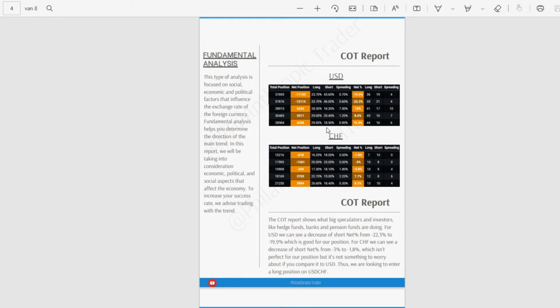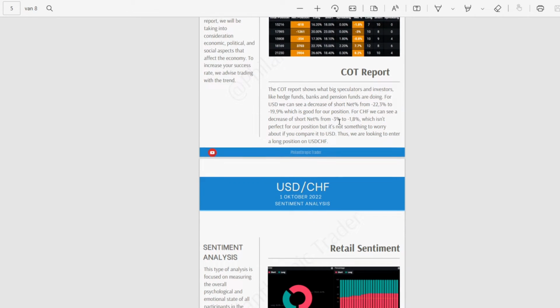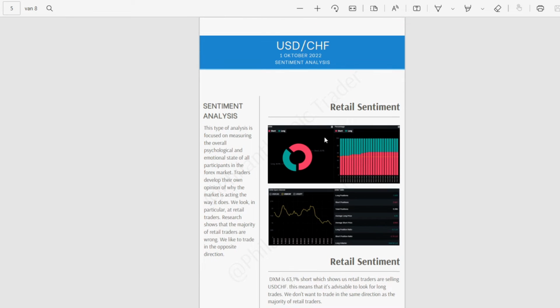So then we also look at the COT report, and this is not the most important thing to do, but it can definitely help. And over here we see that the net percentage decreased regarding the USD, which means that long positions are favorable. So that's also something to look for.